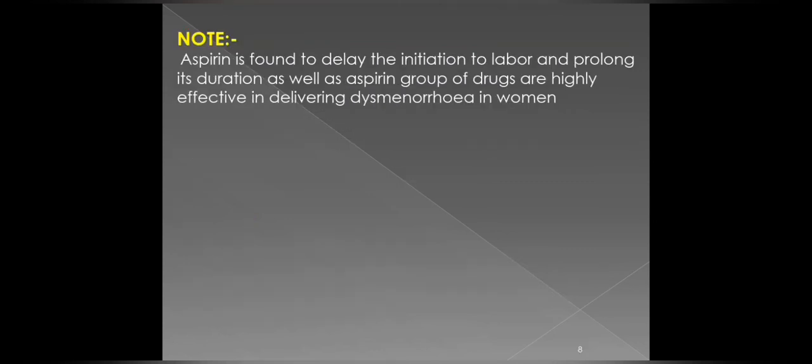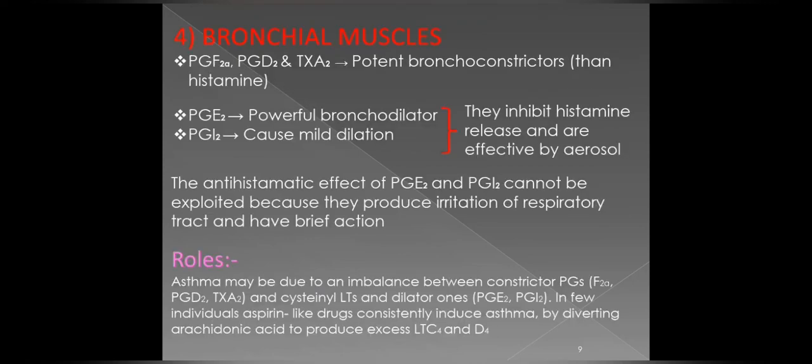Note: aspirin is found to delay the initiation of labor and prolong its duration, and similar drugs like aspirin are highly effective in relieving dysmenorrhea in women. Next is bronchial muscles.